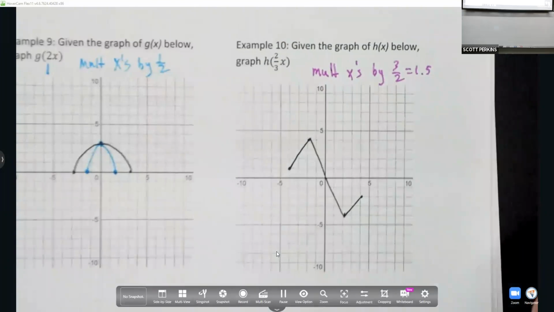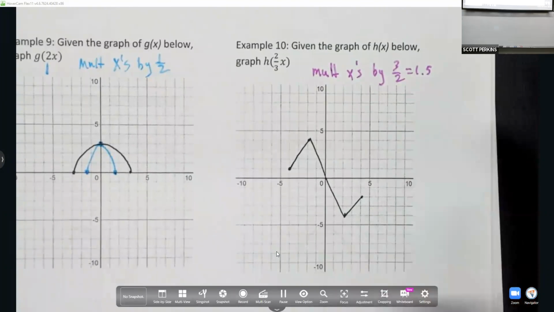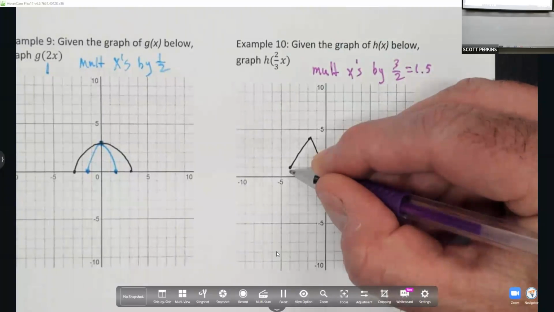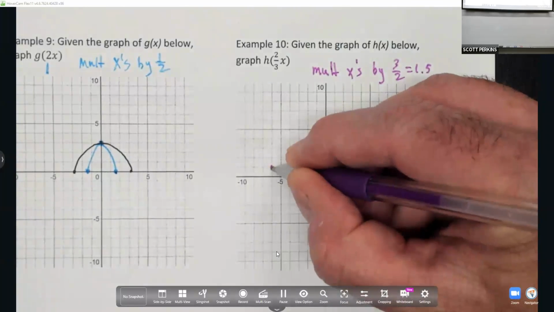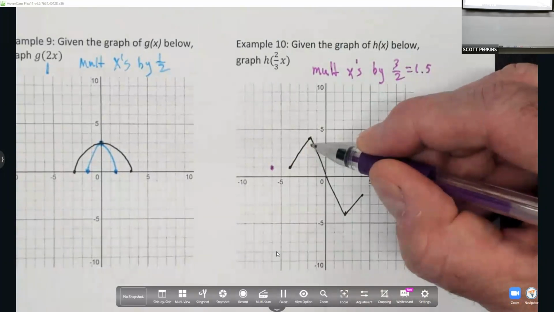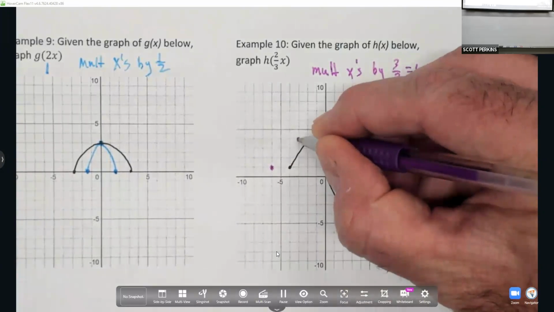I'm just going to get started doing this. Keep working if you're still working. I'm multiplying the x's, not the y's, just the x's, by 1.5. So this x is negative 4. When I multiply that one by 1.5, it becomes negative 6. If my arithmetic is wrong, don't be afraid to correct me. This x value is negative 2. When I multiply that by 1.5, it becomes negative 3.